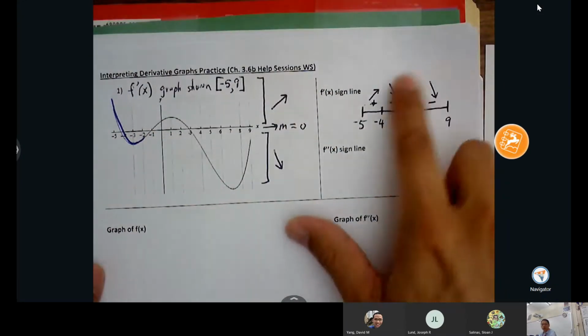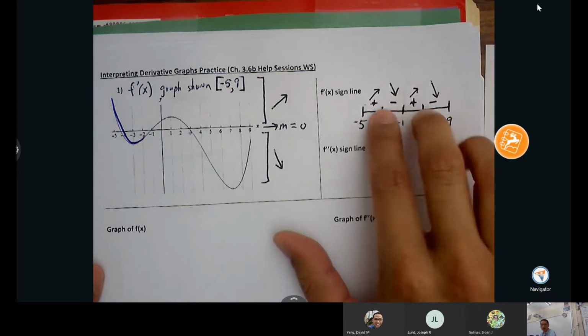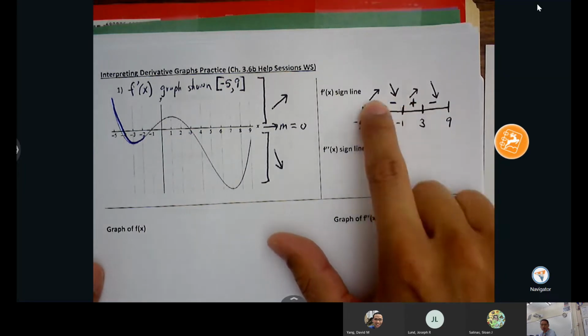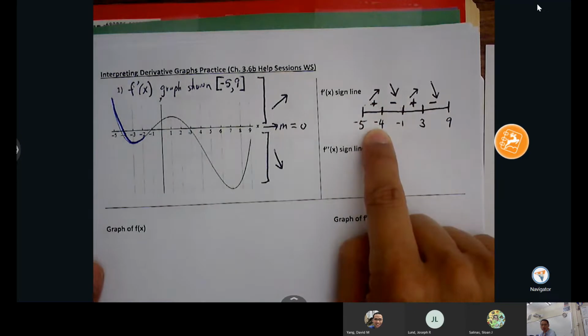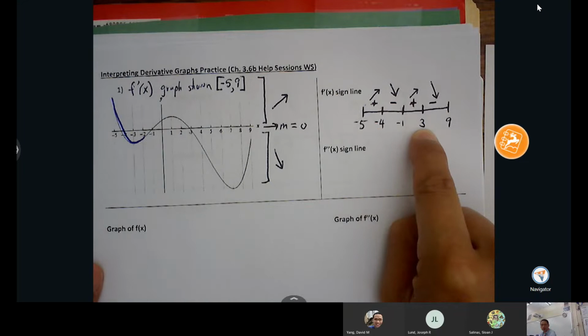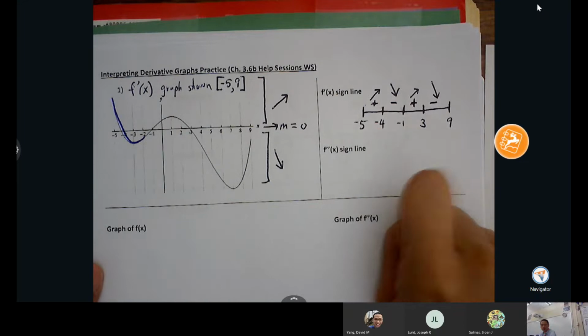So this is really helpful because our actual graph is going to resemble the path of these arrows. The graph is going to be rising until a relative max at -4, decreasing to a relative min at -1, increasing to a relative max at 3, okay, and decreases after that.